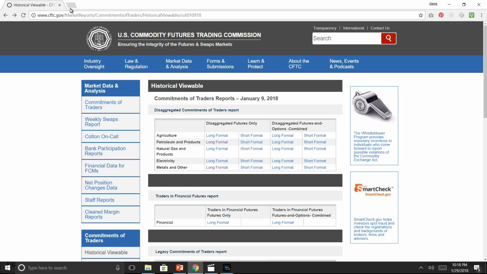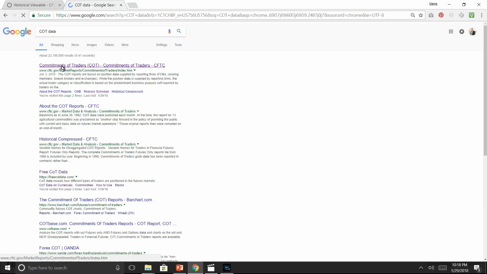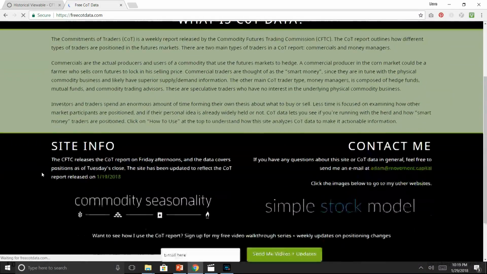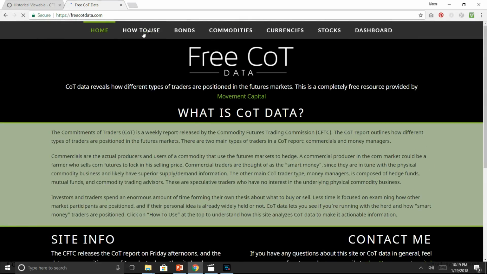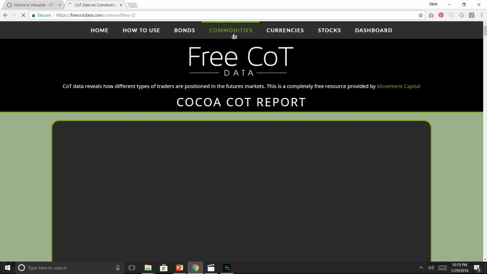The next site has the data analyzed for you. So if you just type in COT data, a few down on Google, you'll see free COT data, and you're going to click on that. And this is the action item for today. So you're going to want to go on this freecotdata.com, and the action item is to make a prediction a month out on the commodity that you feel most comfortable leaving money in.